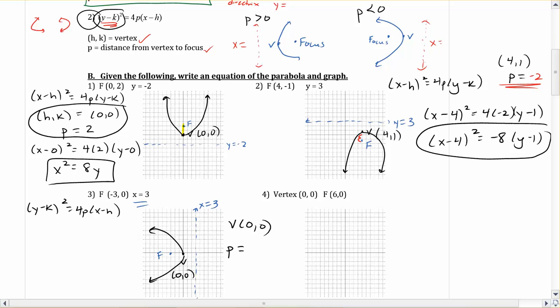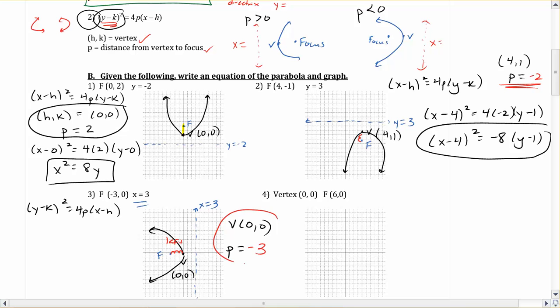And my p-value is the distance from the vertex to the focus. Now be careful when you do your p-value here. I'm going to do this in red. When I count over 1, 2, 3, I'm going left. And if I'm going left, my p-value is going to be negative. So my p-value is going to be -3.